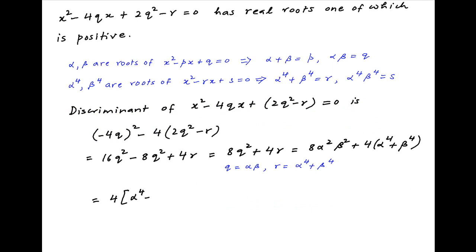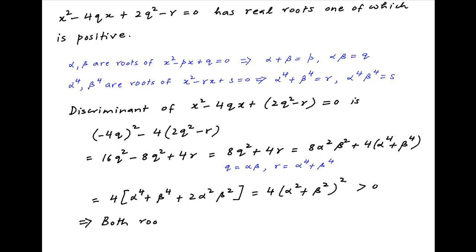This can be written as 4 times in brackets alpha raised to the power 4 plus beta raised to the power 4 plus 2 alpha squared beta squared, which is equal to 4 times alpha squared plus beta squared whole squared, which is clearly greater than 0. Therefore, both roots of this quadratic equation are real.